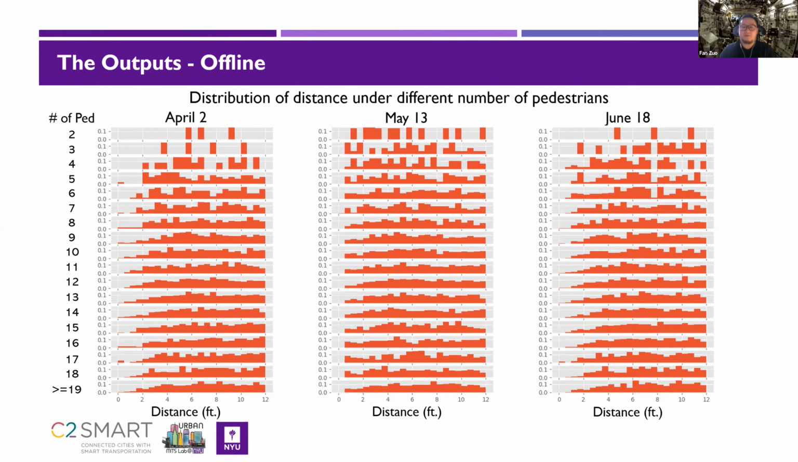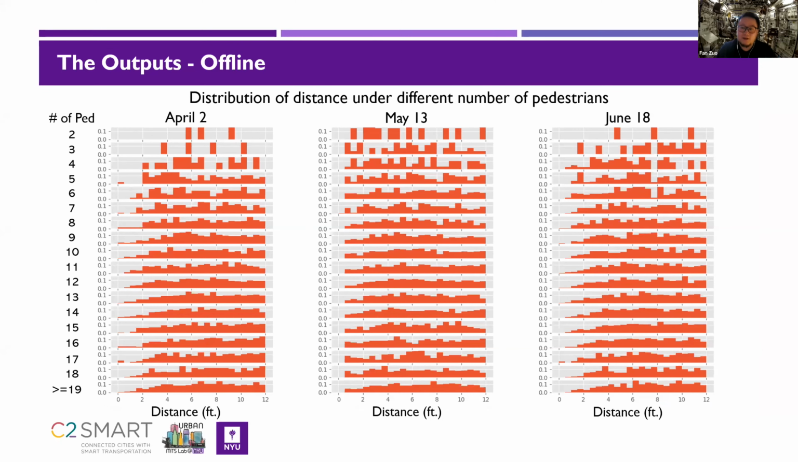Okay, the third one is the most important. No, the interesting one, the most interesting one. Yeah. So in order to identify the social distancing compliance, we generated the distancing distribution plots on the different number of pedestrians for a sample location in the different dates.